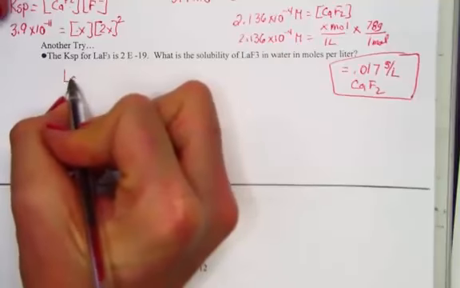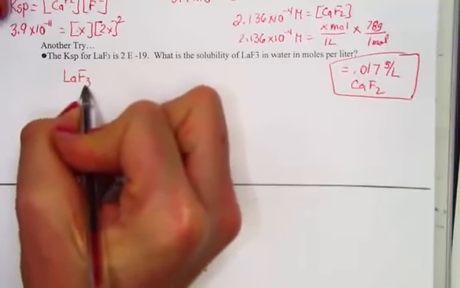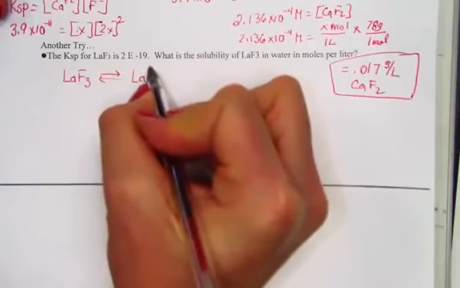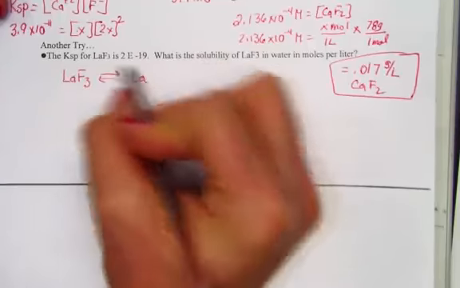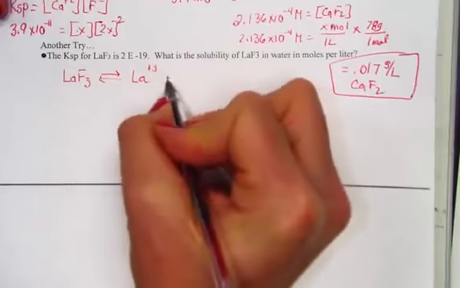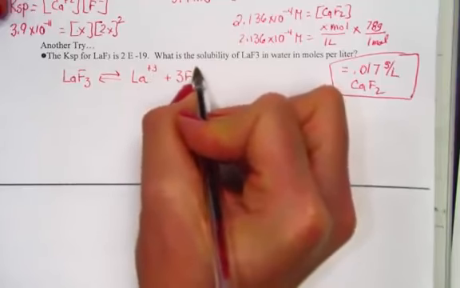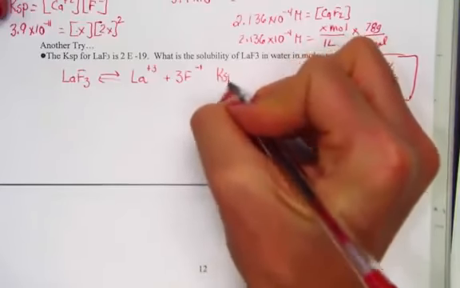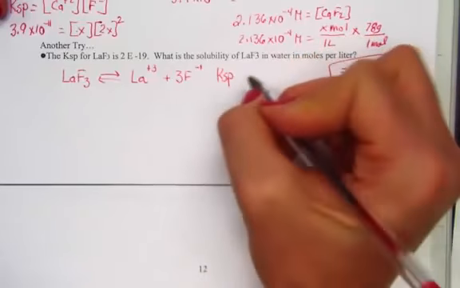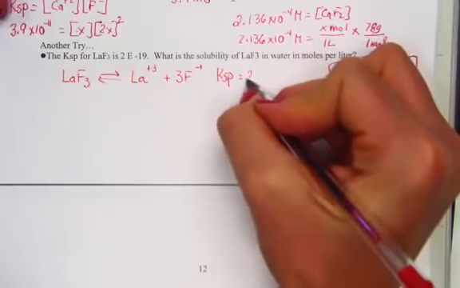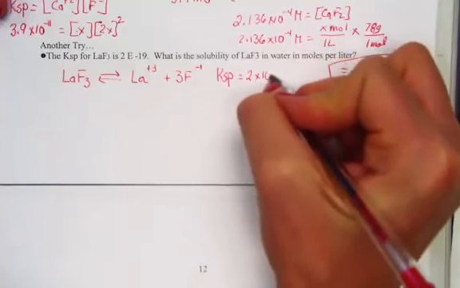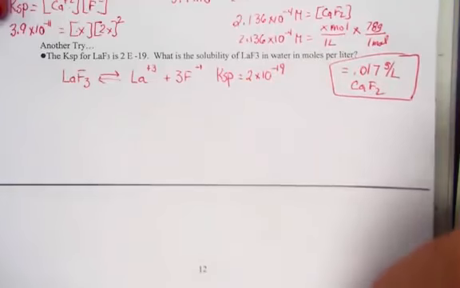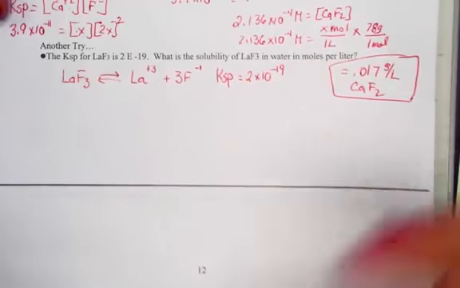So lanthanum fluoride, LaF3, is in dynamic equilibrium with its ions. Lanthanum, who must be a +3 charge, and 3 fluorides, which are -1. KSPs are either found in our Appendix D or provided in the problem, 2 times 10 to the negative 19th. Quite a small number. This must not be very soluble. I would expect quite a small answer.